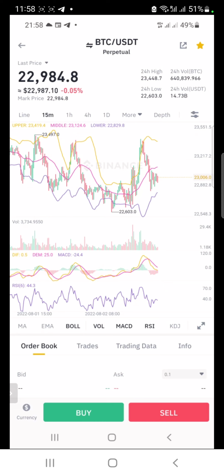So the area between 23.4 and 23.5 is the area of resistance. Support is the opposite of resistance. Support is the area in which price starts going down. When price is going down, it cannot break beyond that area. It will bounce back and start going up.